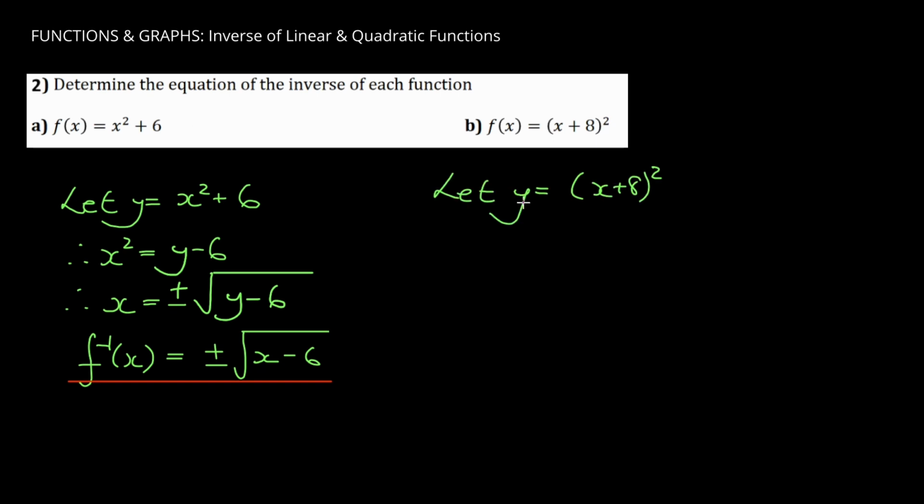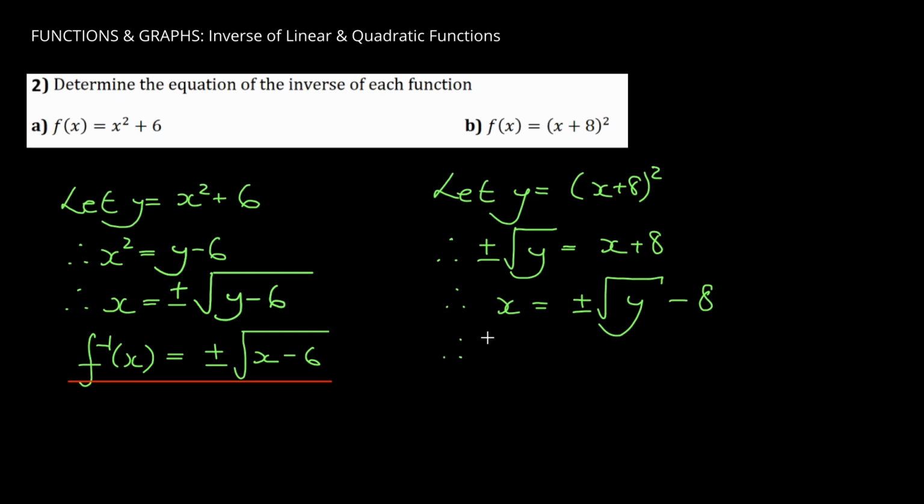To solve this, we need to take the square root of both sides, and when we take the square root of y, we've got to remember plus or minus. So therefore, plus or minus the square root of y must equal x plus 8. So moving things round, x is equal to plus or minus the square root of y minus 8. So therefore, f to the minus 1 of x is equal to plus or minus the square root of x minus 8. And that's the answer to part B.